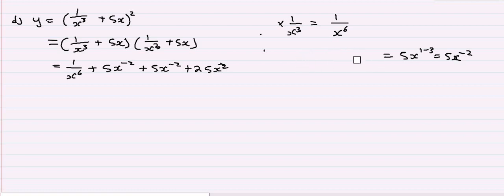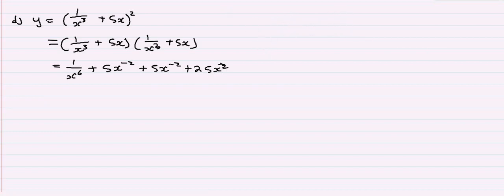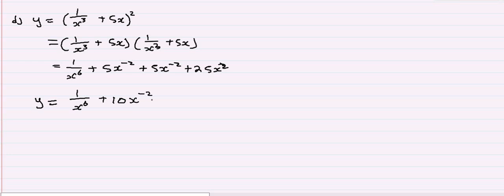For you to find the derivative, you need to apply the rules. But first, we said this is the same as y = 1/x⁶. Do we have like terms? Yes. 5x⁻² plus 5x⁻² are like terms. 5 plus 5 will be 10x⁻² plus 25x².